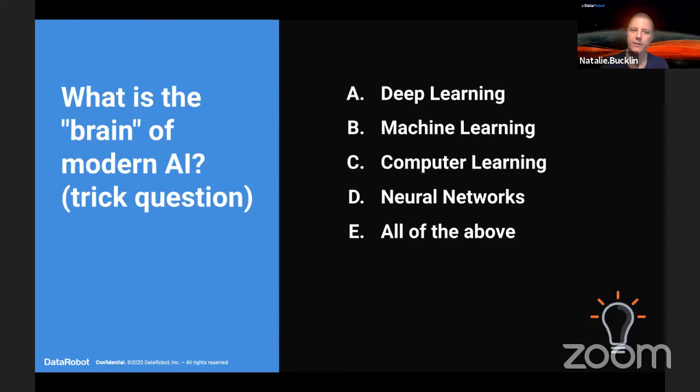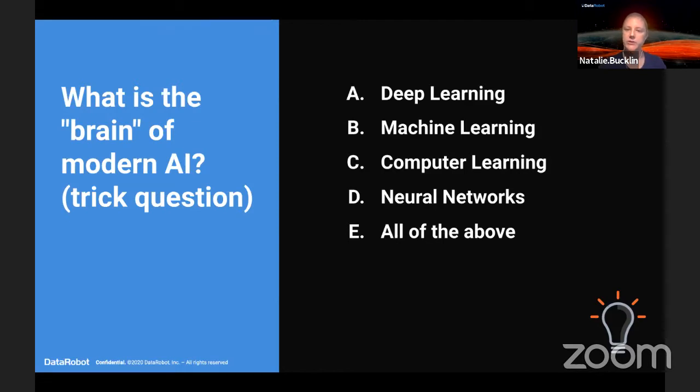My name is Natalie Buckland, and as Sarah mentioned, I am a data scientist at DataRobot. I'm going to be walking you through how we actually do machine learning, but before we get into that, let's have a quick question. So Sarah mentioned what the brain of modern AI was. So let's see if you guys remember what that was. So we have deep learning, machine learning, computer networks, neural networks, and E, all of the above. So let's wait a bit for those answers to come in.